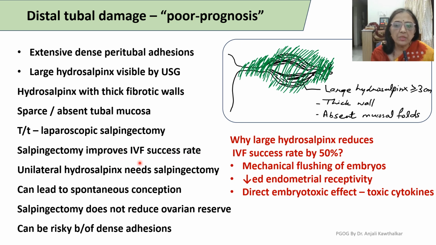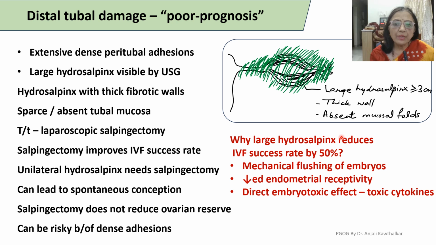This is the most important concept of today's point of discussion about tubal factor infertility. The most important concept is, whenever there is a large hydrosalpinx, and in that case, if we do salpingectomy, it improves the IVF success by 50%. There is so much reduction in the success of IVF if the hydrosalpinx is present.